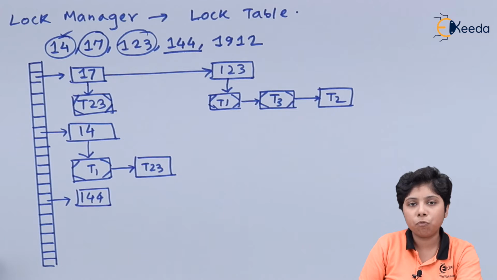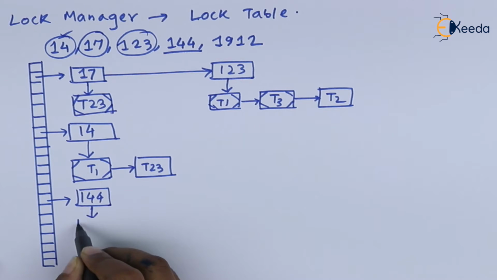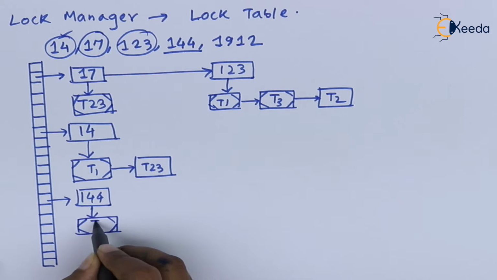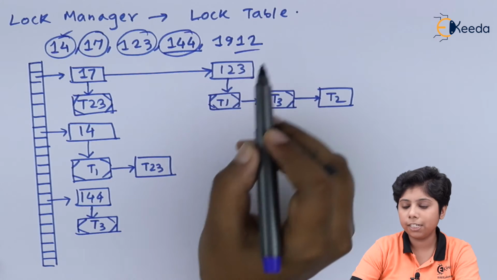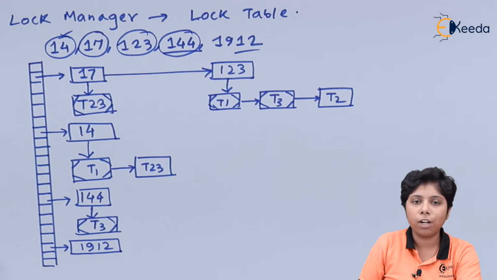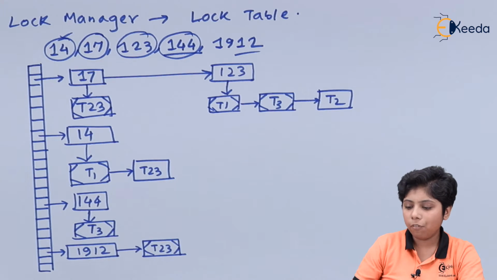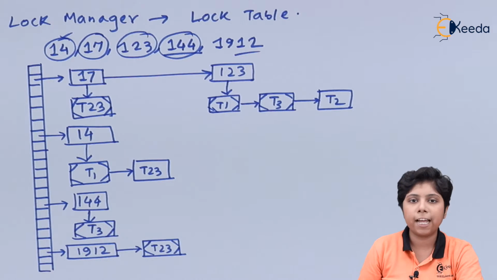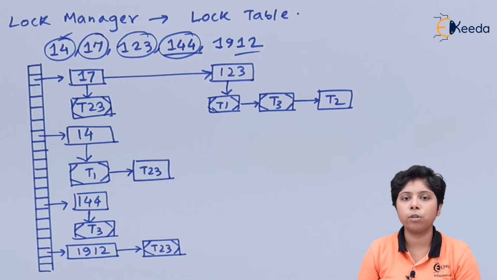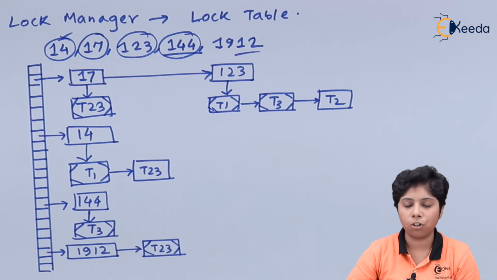Now the data item 144 has acquired the T3 lock, the same as 123 has. Finally, the data item 1912: the 1912 has acquired the T23 lock too. So now, using this lock table, we can see which data items have acquired which locks, not the lock modes, and which are waiting for which locks.